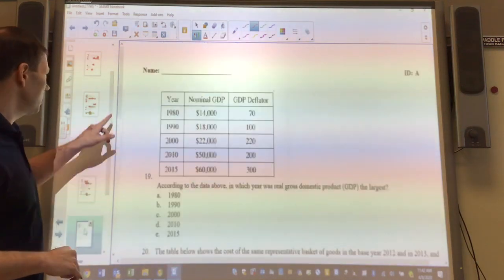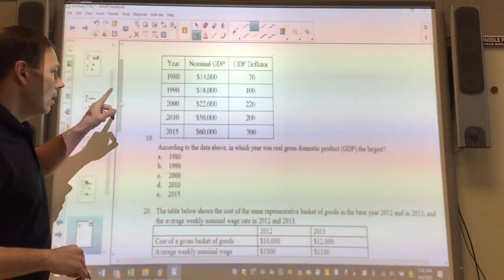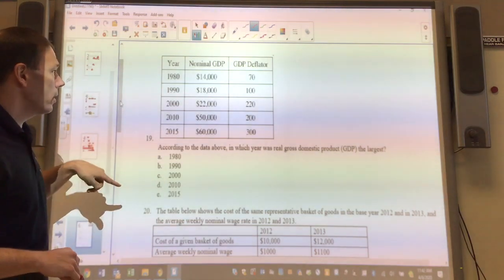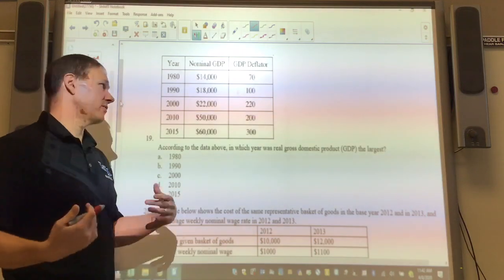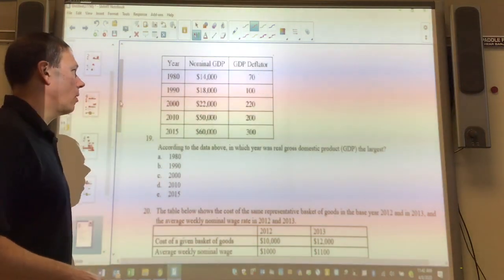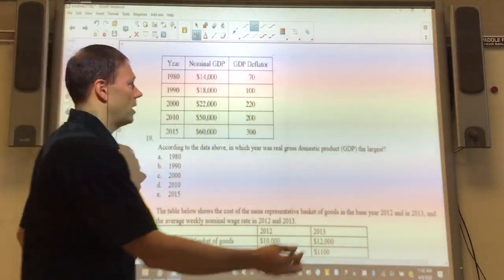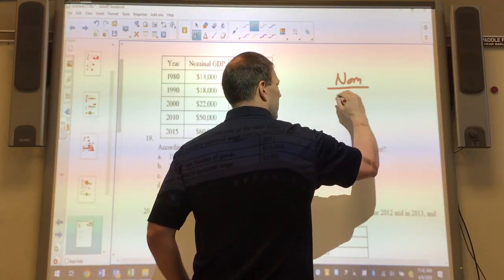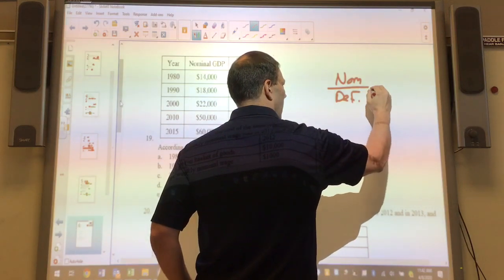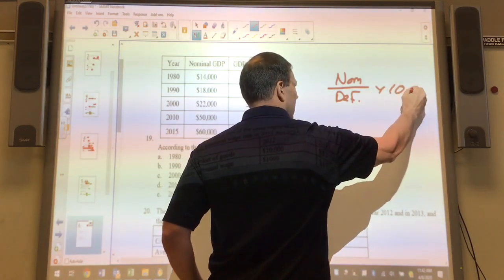All right, same process as we did before. All right, here, where is it the largest? Okay, so the only real way of doing this is you have to math out each of these and figure out real GDP. So again, what was that formula I just used? Nominal divided by the deflator, and then times 100, right? And that's going to equal real.